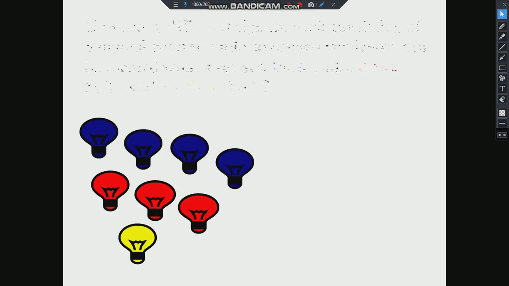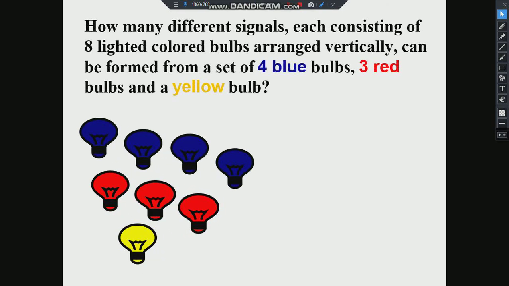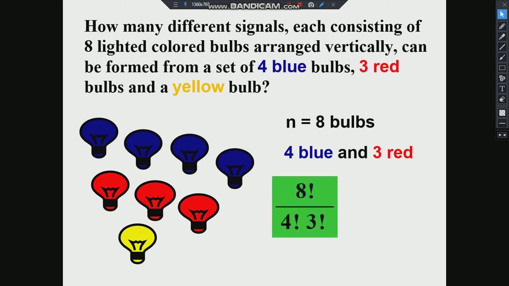Another example. How many different signals, each consisting of 8 lighted color bulbs arranged vertically, can be formed from a set of 4 blue bulbs, 3 red bulbs, and a yellow bulb? So, how many bulbs are there? There are 8. There are 4 blue and 3 red and 1 yellow. So, we will have 8 factorial over 4 factorial times 3 factorial. Solving that one, you can also use your scientific calculator if you have. You will have 280 signals.